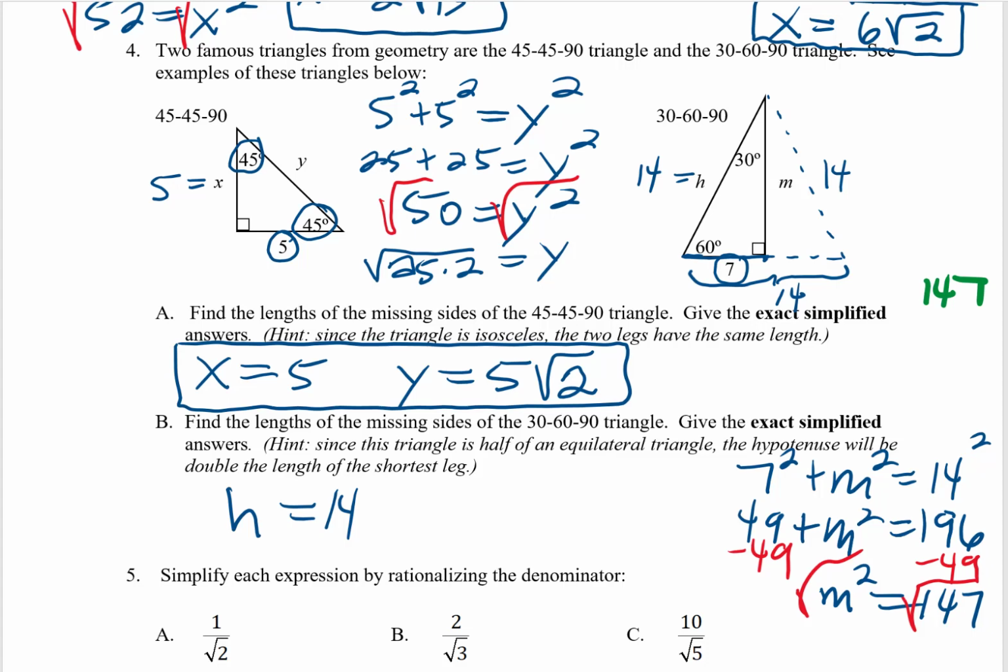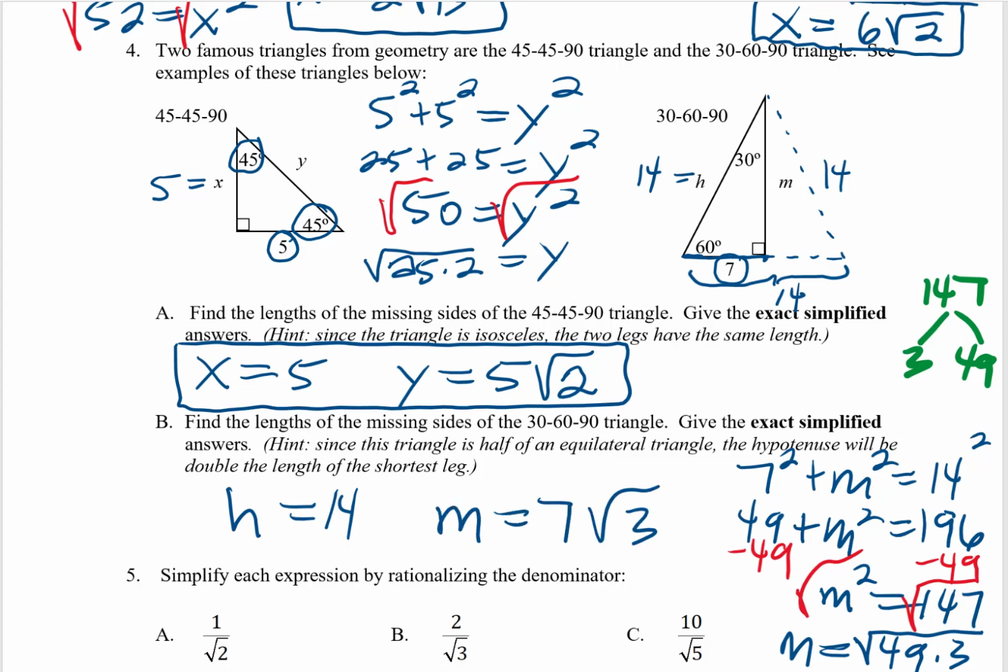Let me add up the digits. 1 plus 4 is 5 plus 7 is 12. Aha, 3 goes into 12, which tells me 3 goes into 147. And if you divide this on your calculator, you will discover it's 3 times 49. And that's great news because 49 is a perfect square. So I can split this up. 49 times 3, the square root of 49 comes out as 7. And so here's the final answer for m, 7 square root of 3.